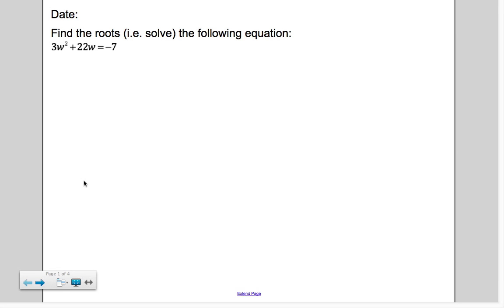So one way that we could try to do this. Christian. Make one side of the equal sign 0. Okay. So how do we do that? So just 0 equals 3w squared plus 22w plus 7. Okay, so you're going to add 7 to both sides, right? We'll go adding 7 to both sides to get rid of that, to make that 0. Plus 7 is equal to 0.